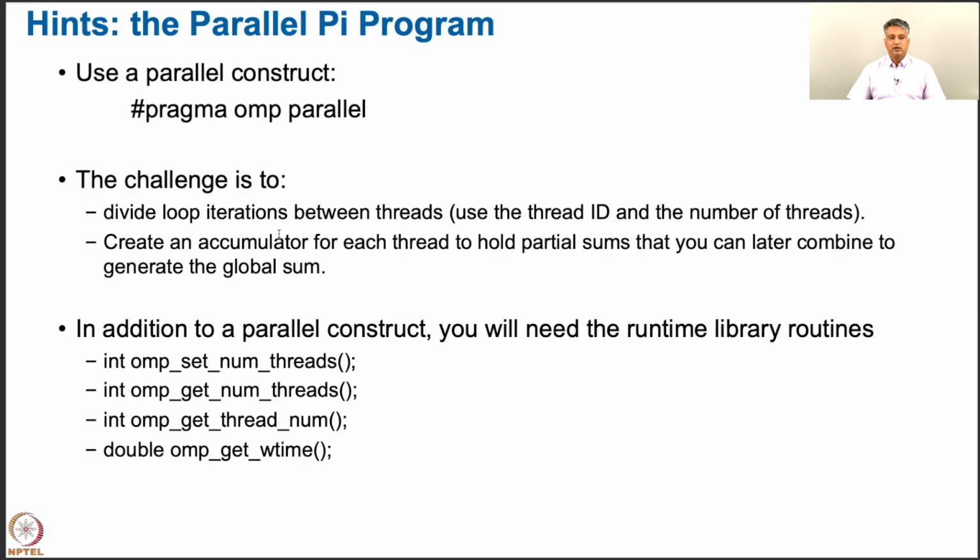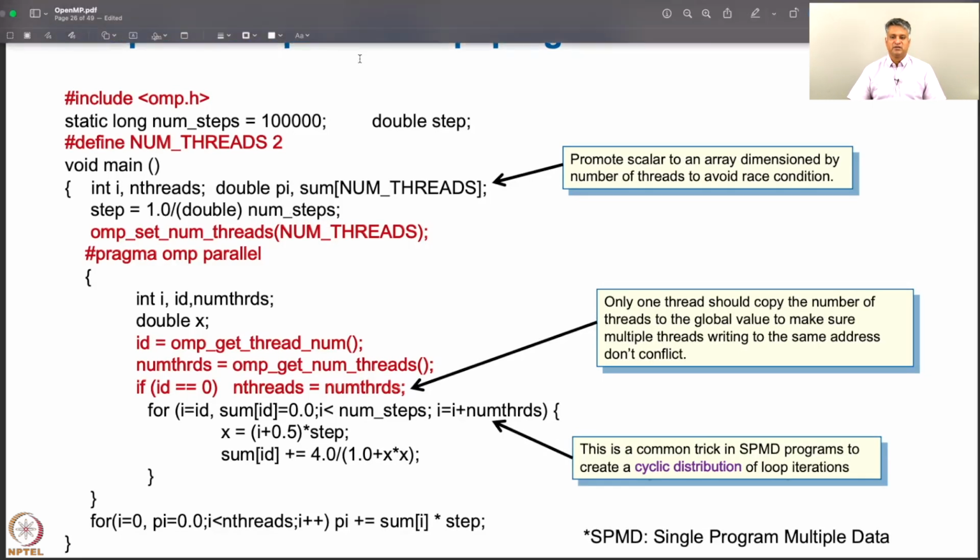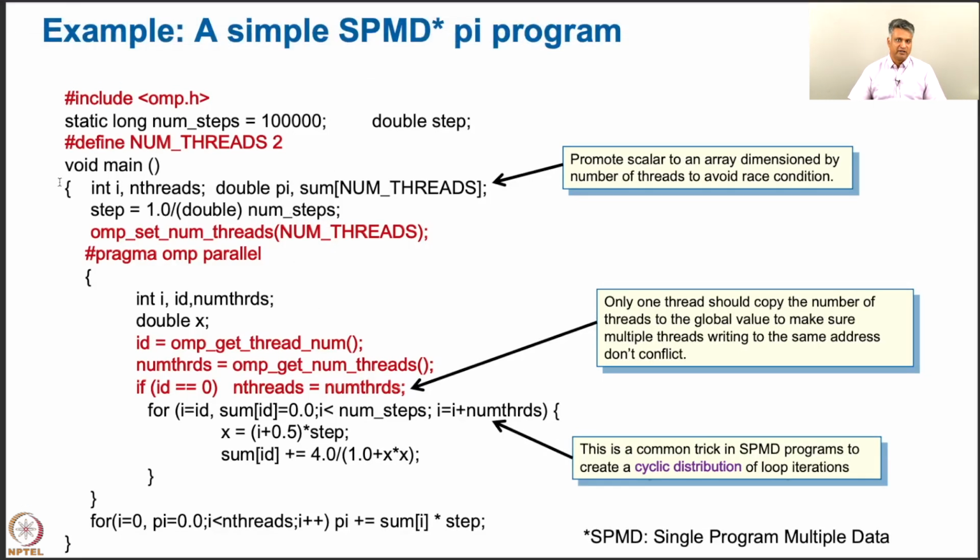So apart from the parallel construct, we need to figure out how many threads are at work. We need to set the number of threads, and we need to figure out each thread ID. Having the timing also will be useful. So this is the parallel Pi program, which is single program with multiple data. So let's walk through this.